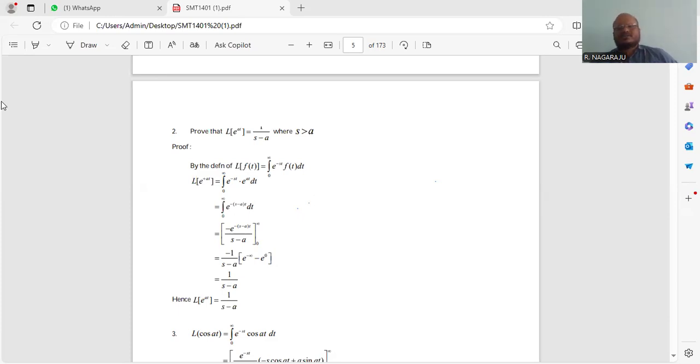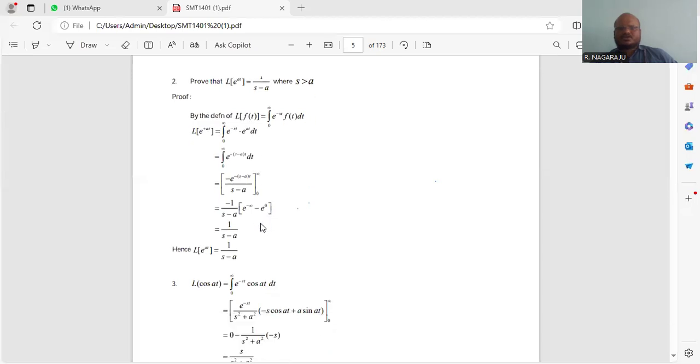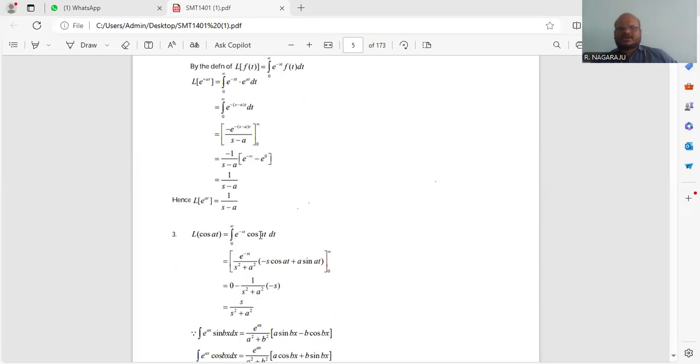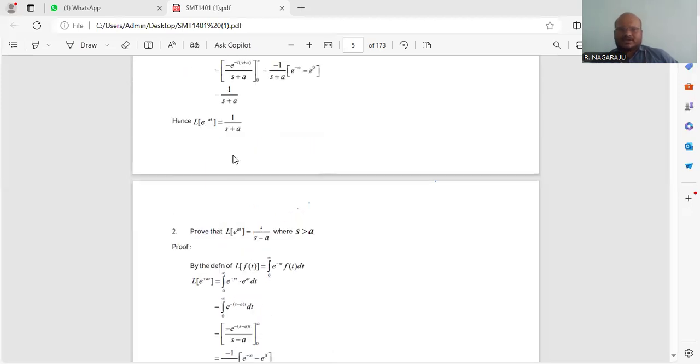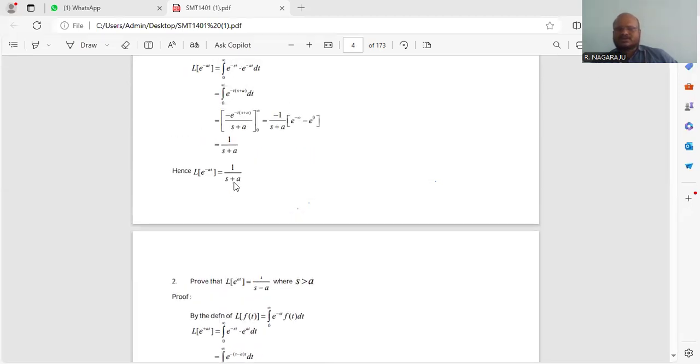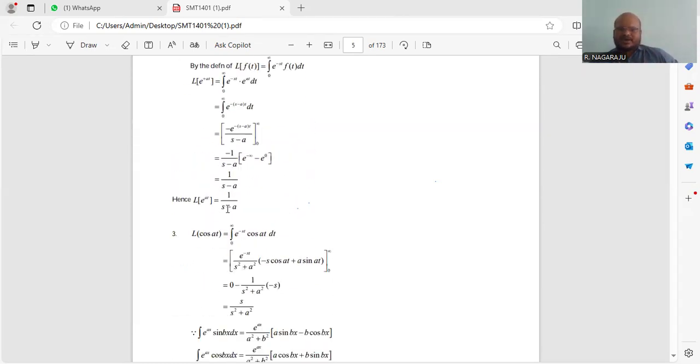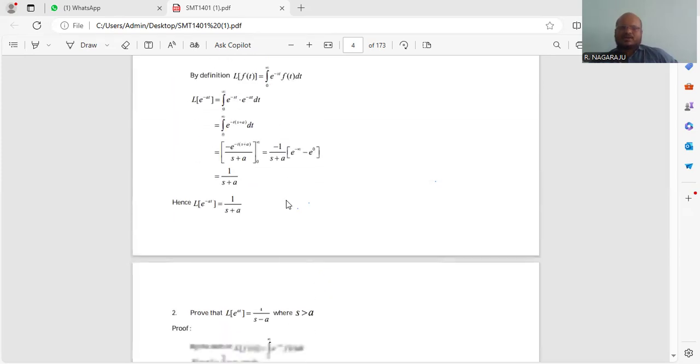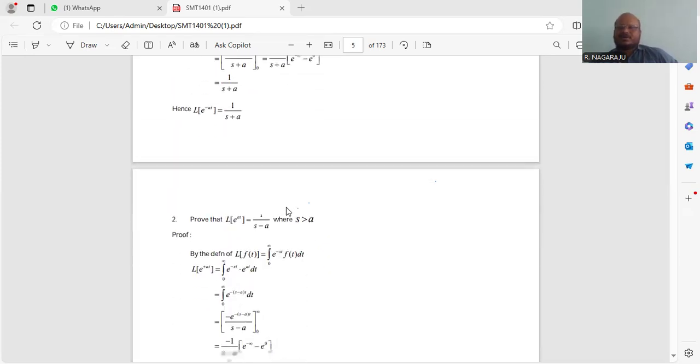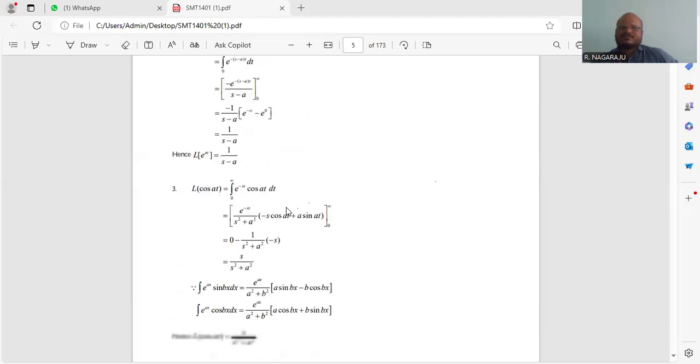After that, we can use upper limit minus lower limit. Again you will get s minus a. So here you will get the converse result, the opposite. If you are taking e power minus at, you get 1 by s plus a. If you are taking e power at, you get 1 by s minus a. So you have to remember these formulas for the upcoming problems.